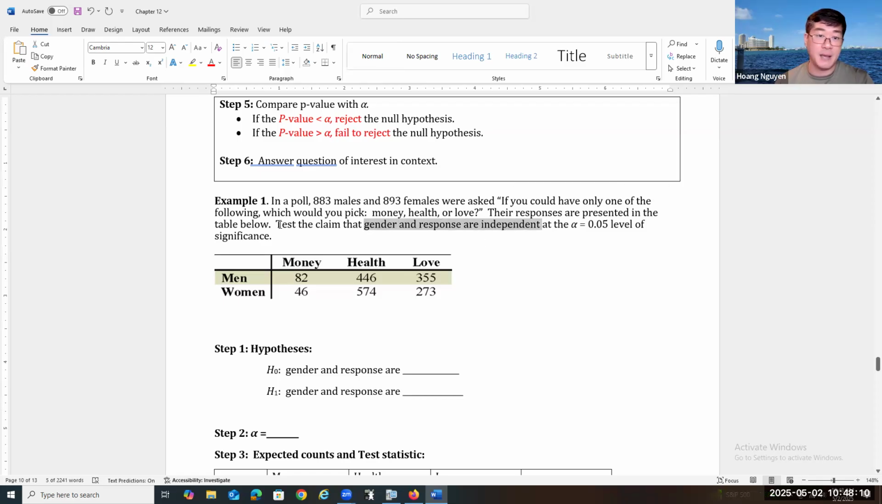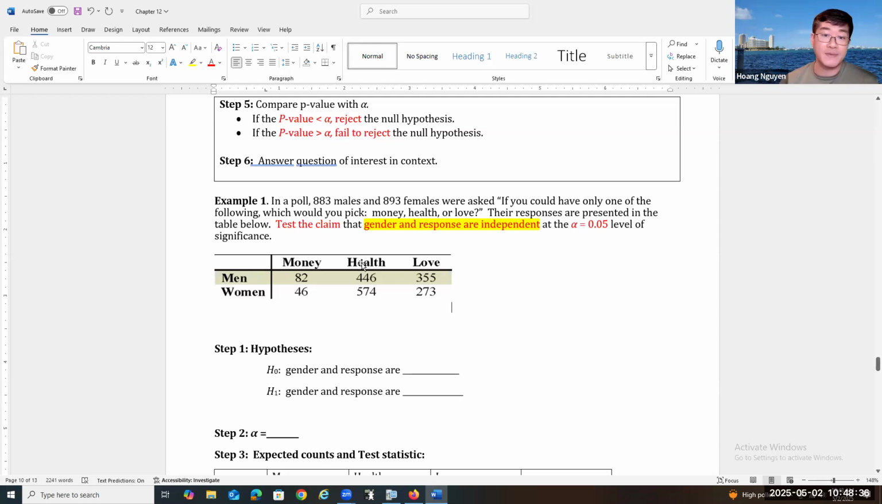So we're going to test the claim. What's the claim there? Genders and responses are independent. Yeah. So we're going to test for independence, right? So genders and responses are independent at alpha equal to 5% significance level. So we have the gender is going to be man, woman, right? So that's going to be a categorical variable.